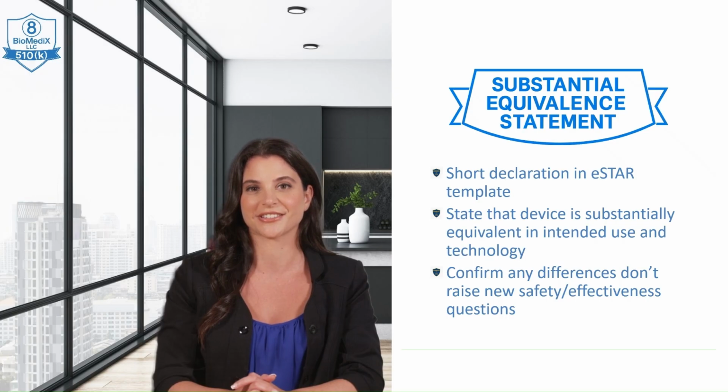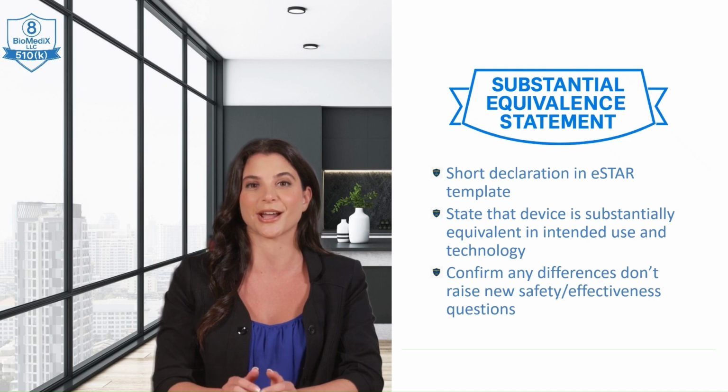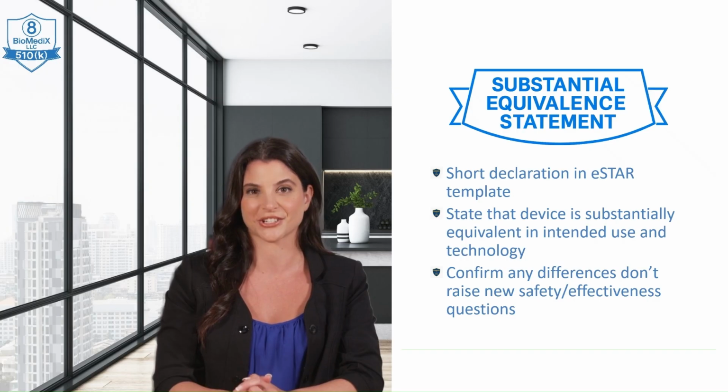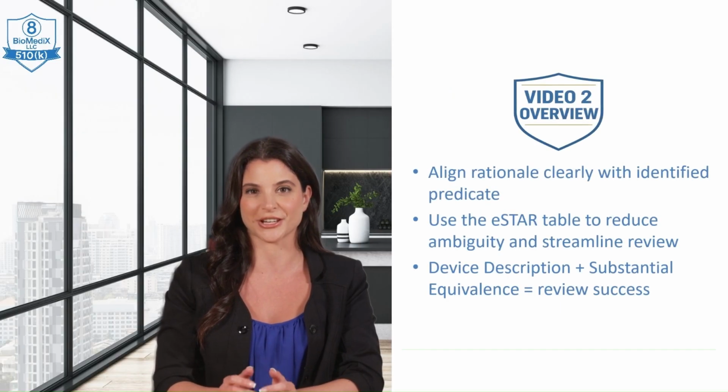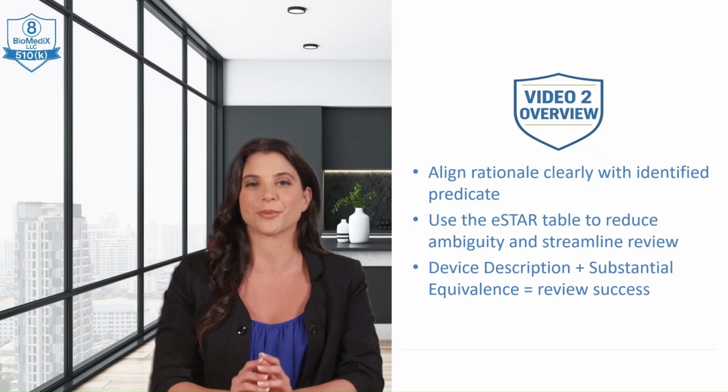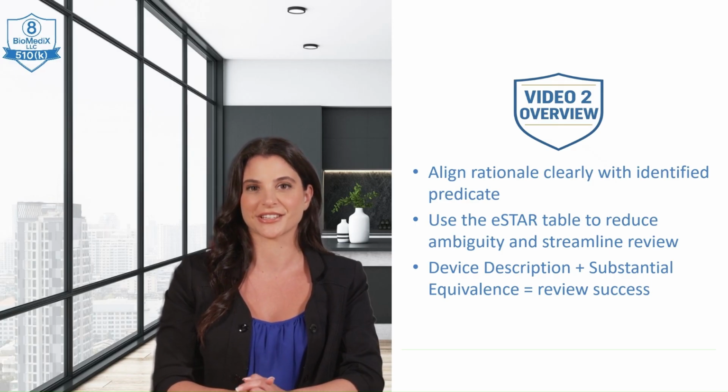Summary and what's next. To summarize, your substantial equivalence rationale must clearly align with an identified predicate. The eSTAR comparison table provides a powerful tool to build this side-by-side case, reducing ambiguity and review time by ensuring all key elements are systematically addressed. Remember, the clarity and completeness of these two sections, device description and substantial equivalence, are paramount to a smooth and efficient 510K review.